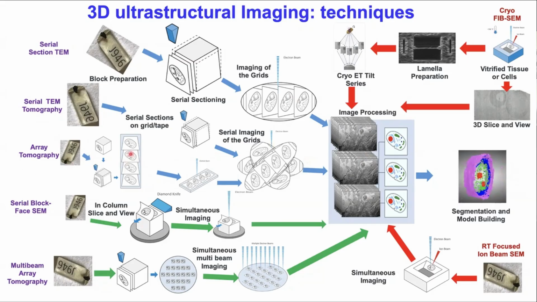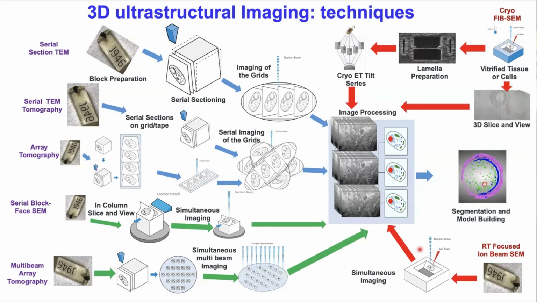Block face SEM, where the in-column diamond knife can mill the samples, and you are going to get the 3D imaging. And a multi-beam array is also already available, so you can do multiple things, and by directly making this image, you can generate this one. But these are all for plastic resin samples.